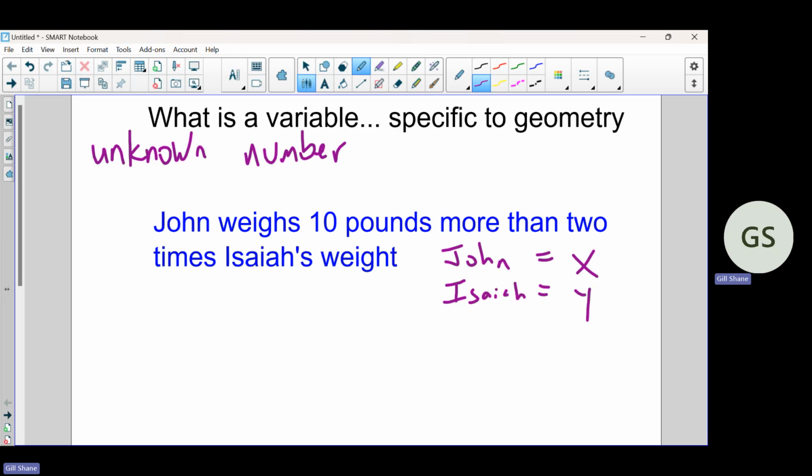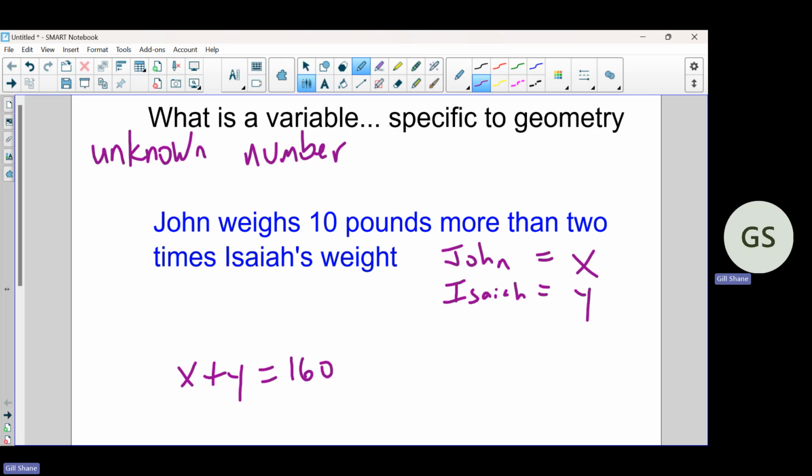Why? That is accurate. The problem with that is if we have two variables, I can't solve anything if I get more information. For example, maybe they tell me John's weight plus Isaiah's weight, or their total weight, is 160 pounds. So their weight added together is 160 pounds. So X plus Y equals 160.